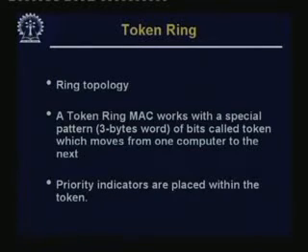As the name itself suggests, it is a ring topology, and a token ring MAC works with a special pattern or token which is 3 bytes long. So a 3 byte word of bits called the token moves from one computer to the next. Priority indicators are placed within the token. How the priority indicators are used we will see later.